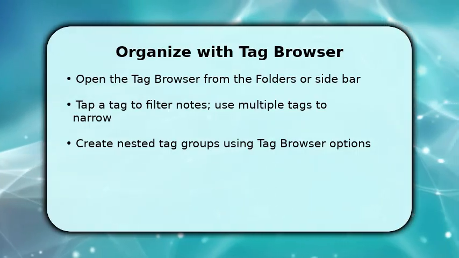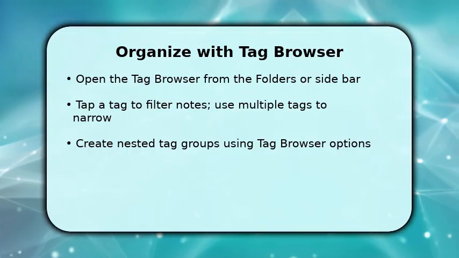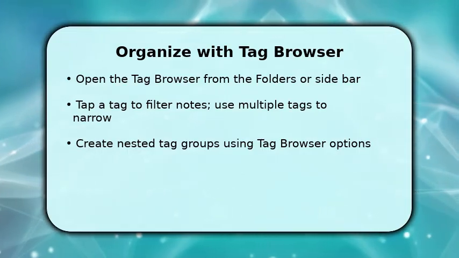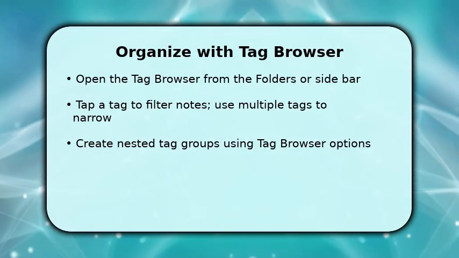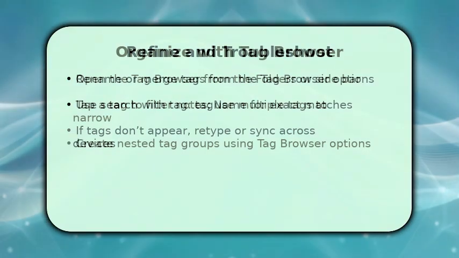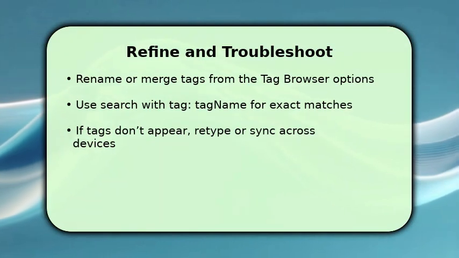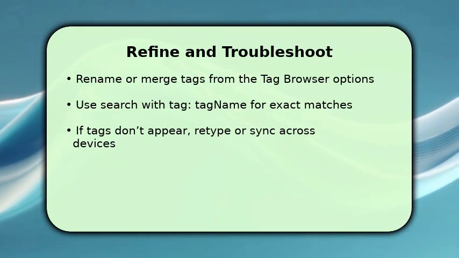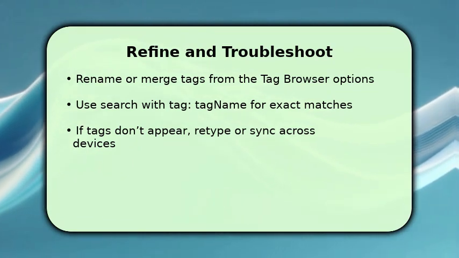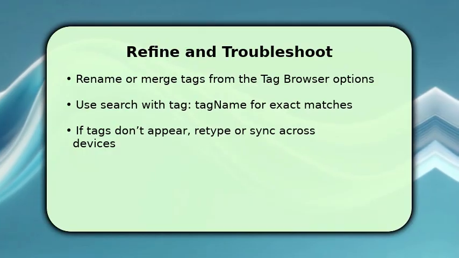You can also press and hold tags to rename or group them, creating nested tag groups for hierarchy. Finish by cleaning up tags. Open Tag Browser, rename similar tags, or merge duplicates so your system stays reliable. You can also use Notes Search with Tag, followed by the tag name for precise results.